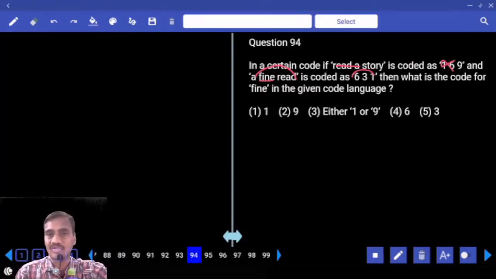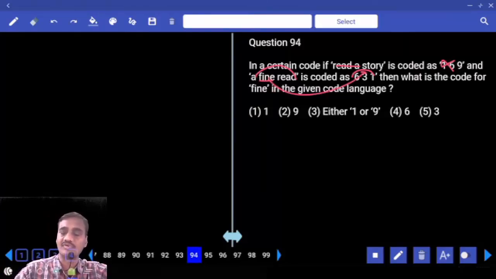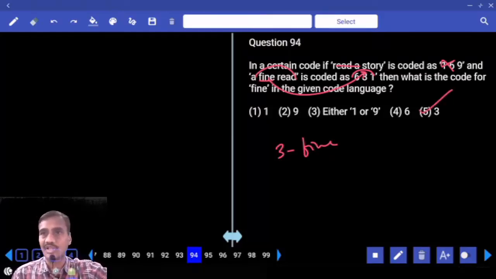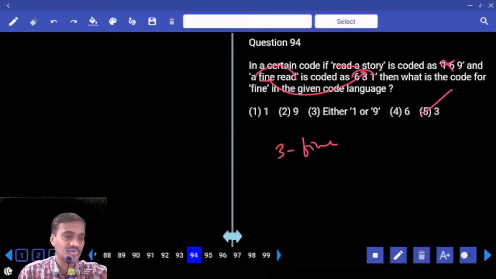Then what else is left over here? Find. What is the code for this find? 3 is the number left, and the word find is left over. Hence find is 3, choice find. The word find and code 3 are left here, and the code for find is 3. So 94, choice 5.